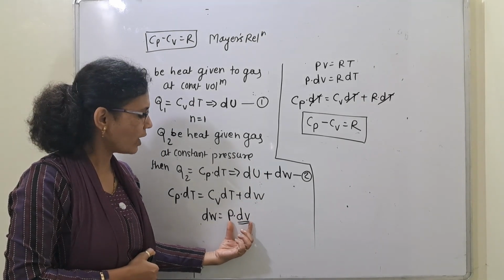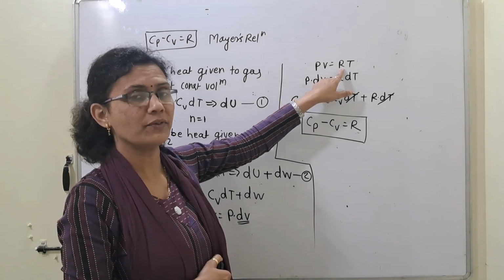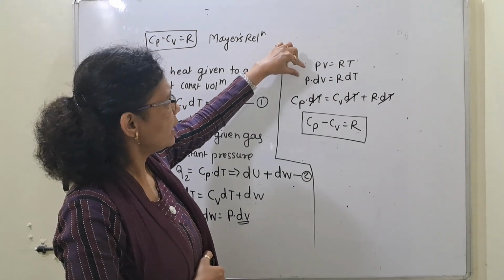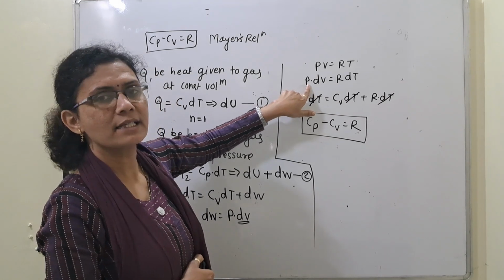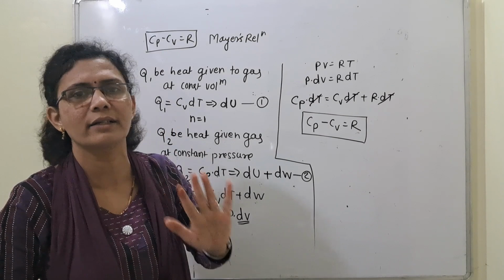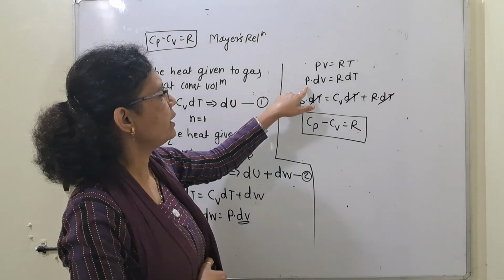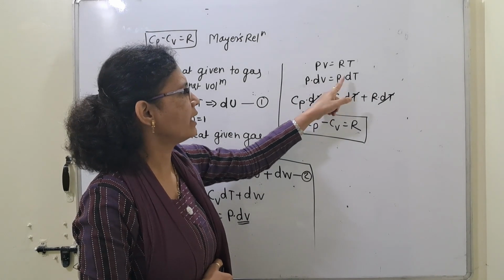But to put this value of PdV, we have to consider the ideal gas equation, that is PV is equal to RT. Therefore, PdV is equal to RdT. Why have I written P as it is? Because we are going to consider Q2 at constant pressure. Therefore, PdV is equal to R into dT. In place of PdV, write that RdT.